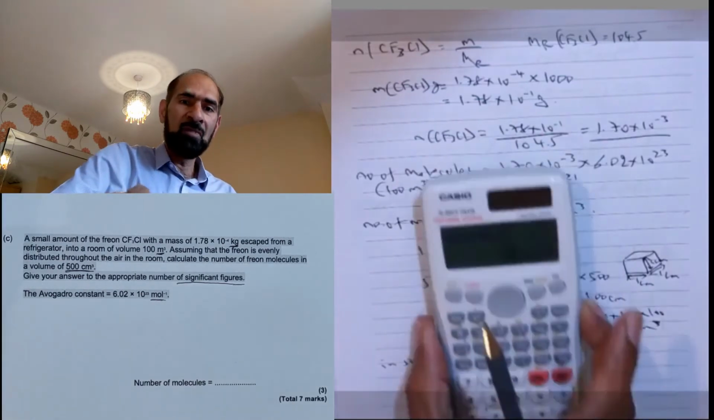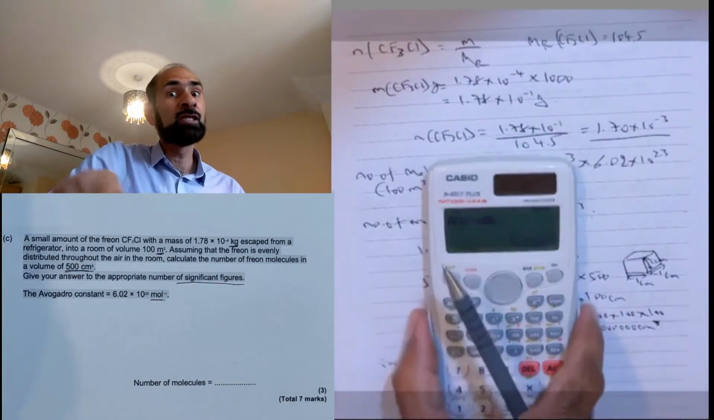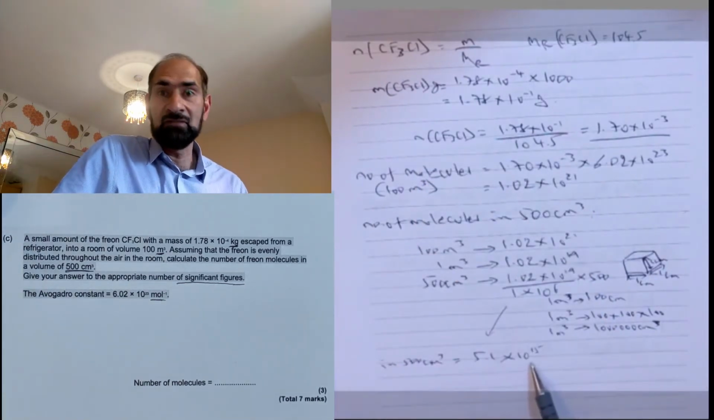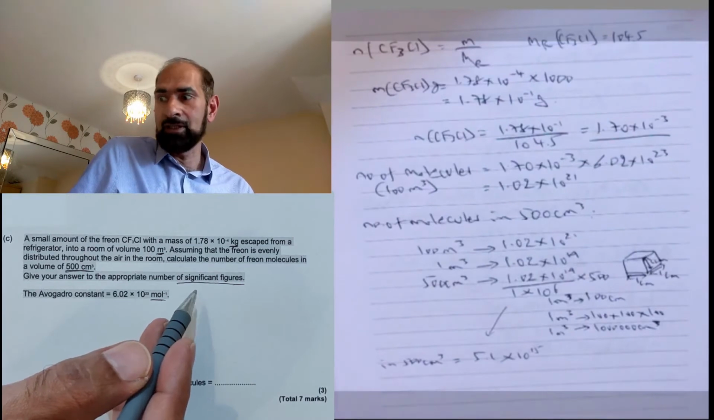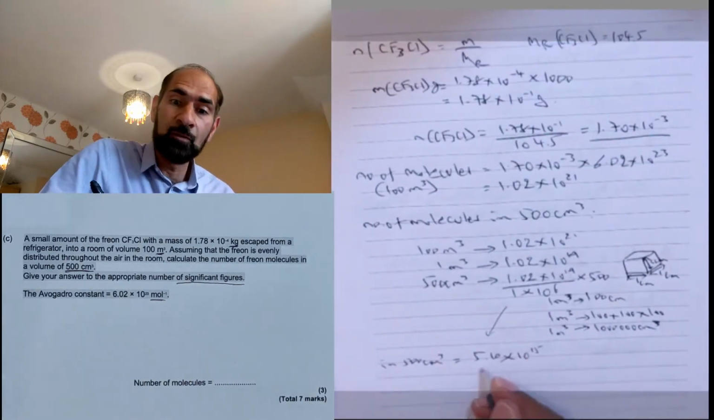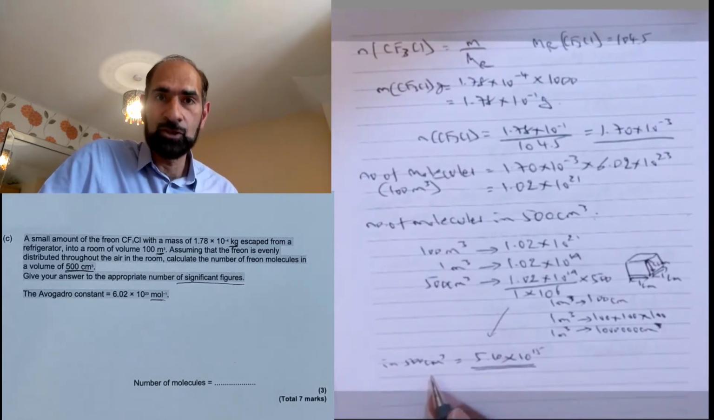So even though my calculator at the end says 5.1 times 10 to the 15, what students will often do is just put 5.1 times 10 to the 15, end of story, unless they realize appropriate sig fig means 3. So I've got to put a 0 there to give me the appropriate significant figures. And that's the number of molecules in 500 centimeters cubed.